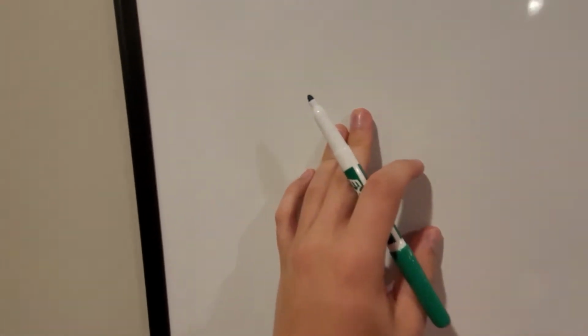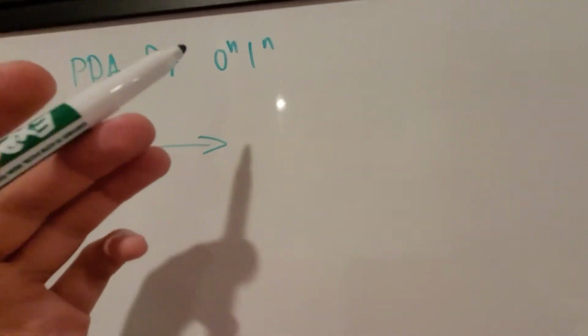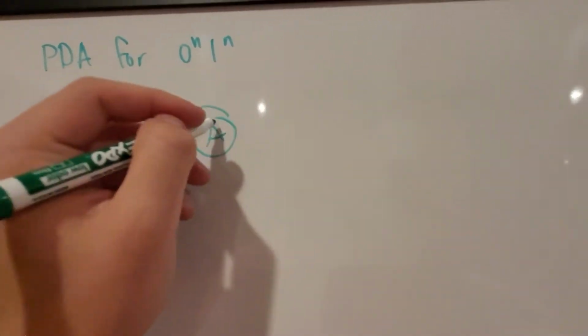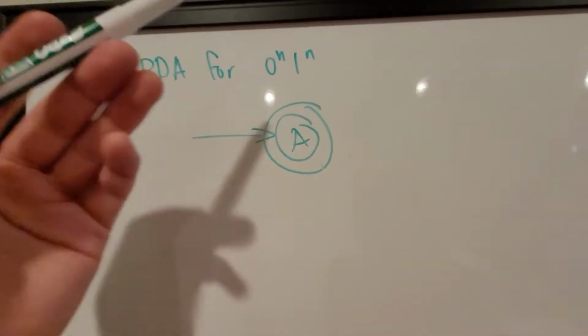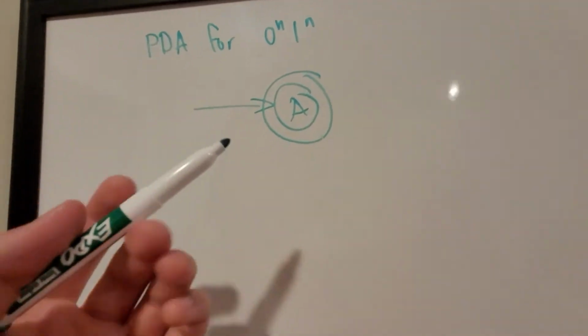So how do we go about doing this? All right, obviously we got a start state. Our zeros and ones have to be the same. So let's call it state A. This is automatically going to be an accept state because at the start state we have 0 zeros and 0 ones. So that naturally works.